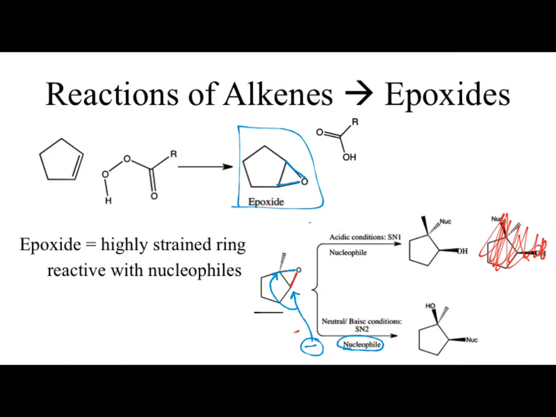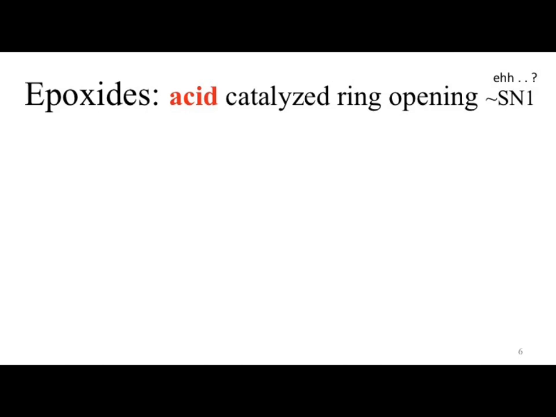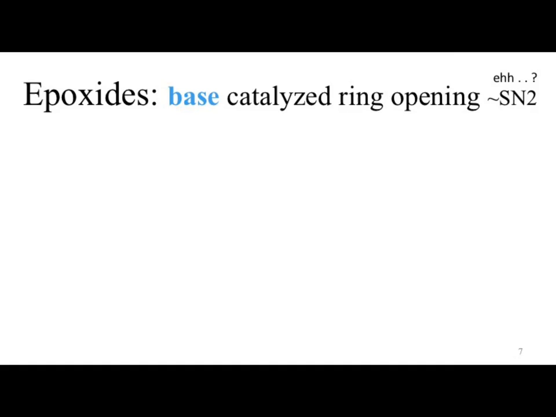Under basic or neutral conditions, we're looking at an SN2 type reaction. Under acidic conditions, we're looking at an SN1 type reaction, which ends up changing where our nucleophile attaches. So if we look in our neutral or basic conditions, our nucleophile attaches to the other carbon. So we end up getting different products depending on the conditions that we put into this reaction.